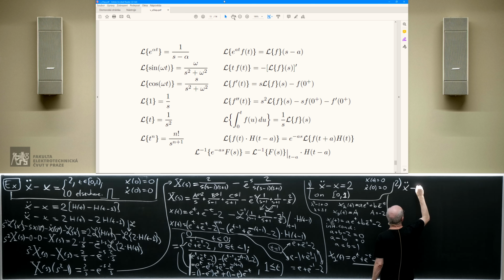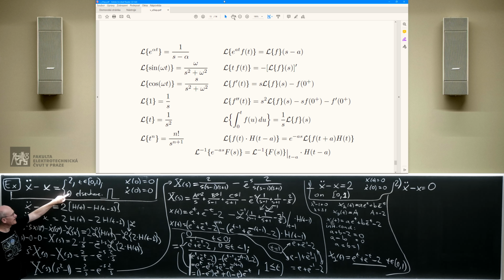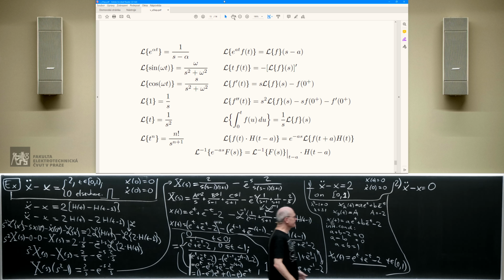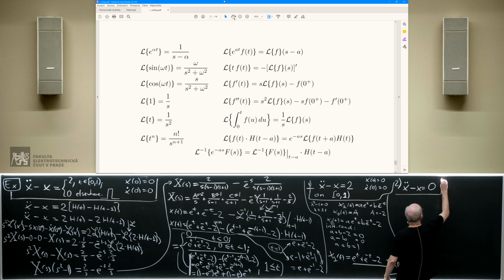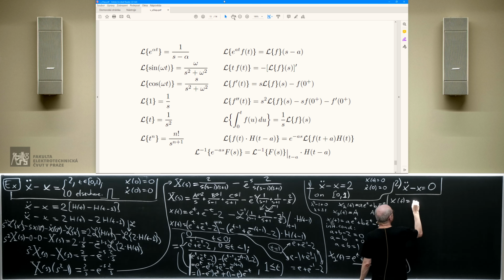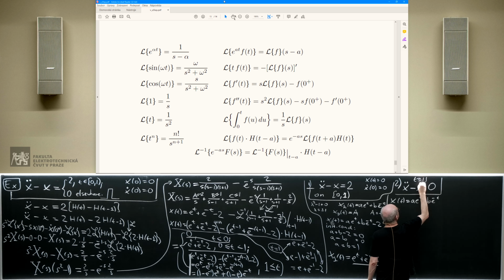x second derivative minus x is 0, because that's the new right-hand side after time 1. We solve it easily because now this is a homogeneous equation. So what is the solution? Well, the general solution x(t) is exactly this formula: a e to t plus b e to negative t. But here we are solving for t greater than or equal to 1. That's important.